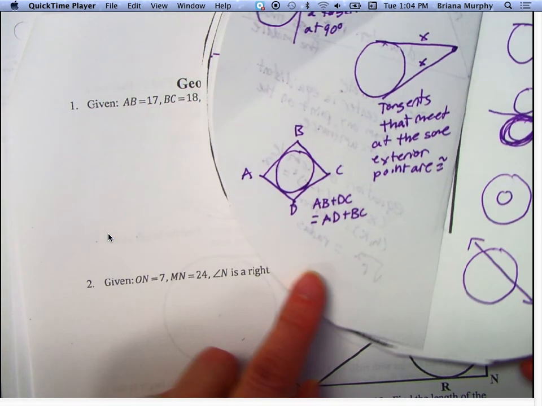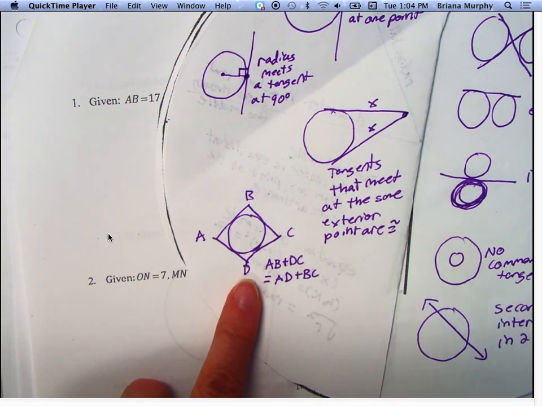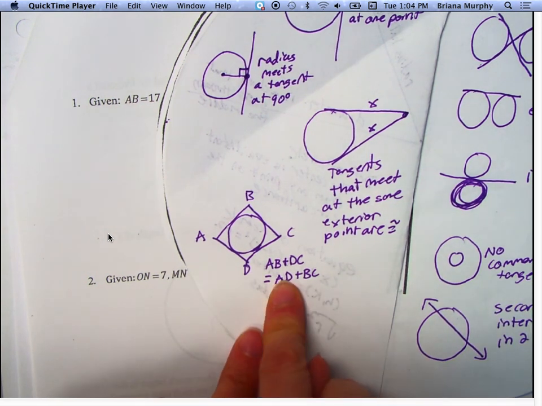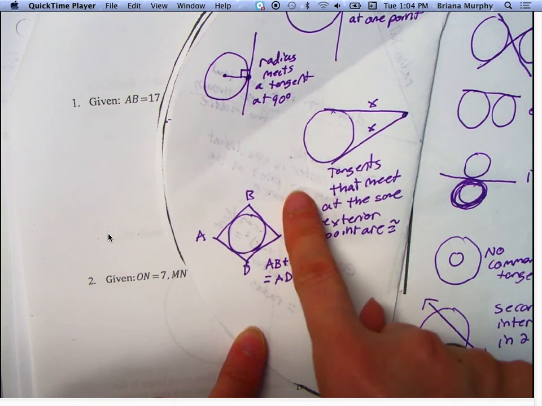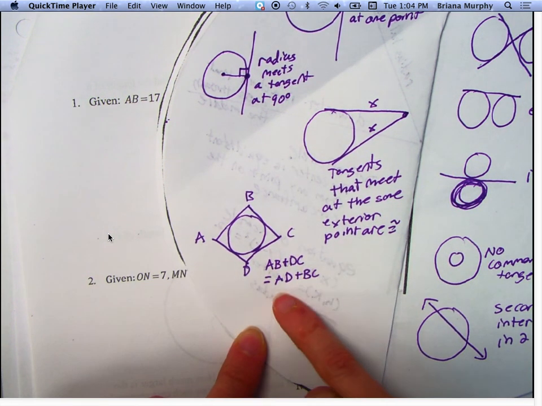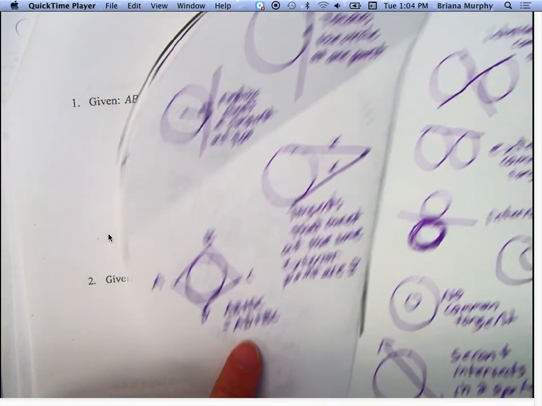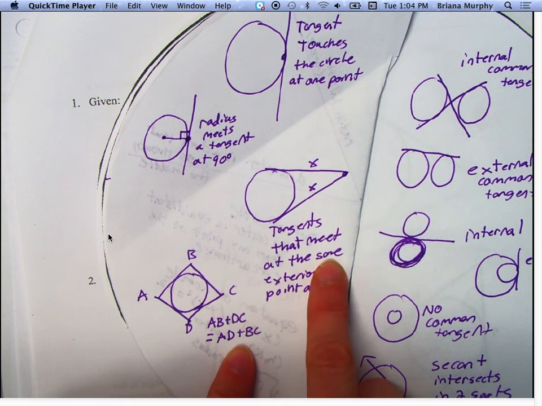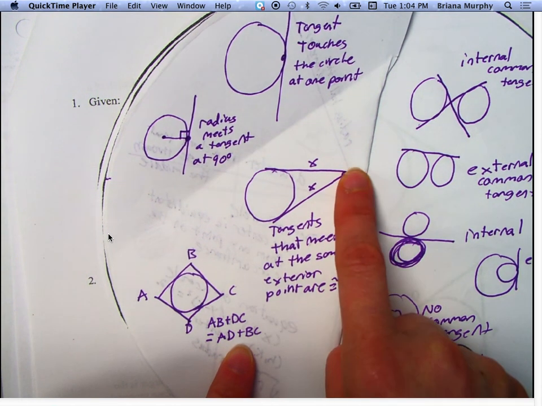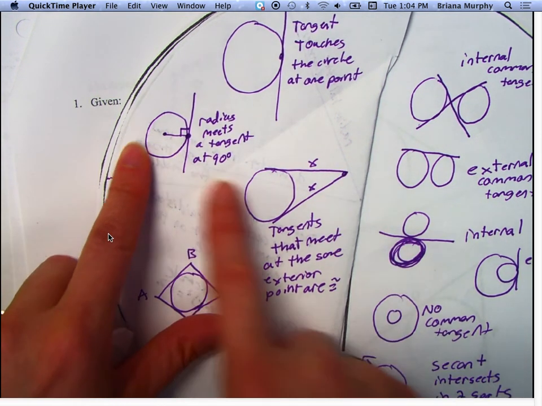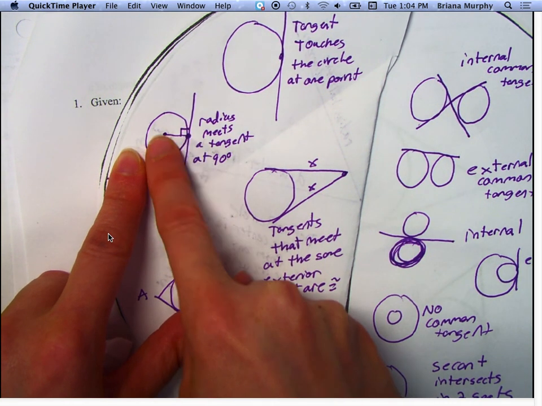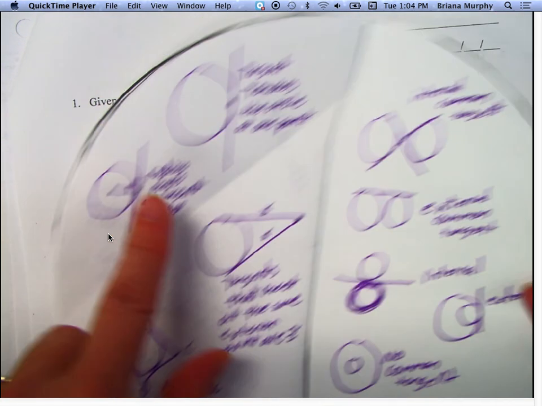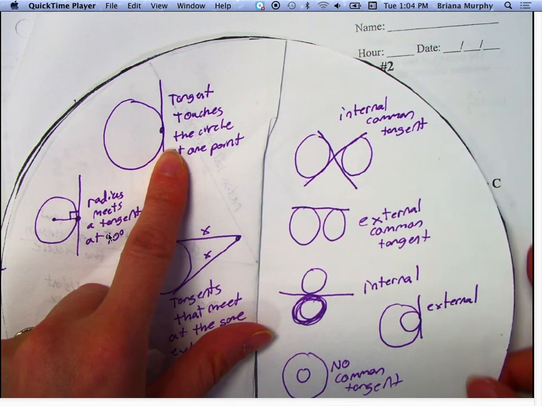Okay, so I've got all these things for tangent. I'm just going to review real quick. I've got this rule that if a quadrilateral goes around a circle and all its sides are tangent, the opposite sides added together equal each other. Tangents that meet at the same exterior point are congruent. If a radius meets a tangent, they meet at 90 degrees. Tangents only touch a circle at one point.